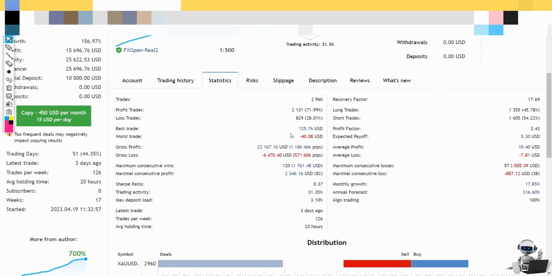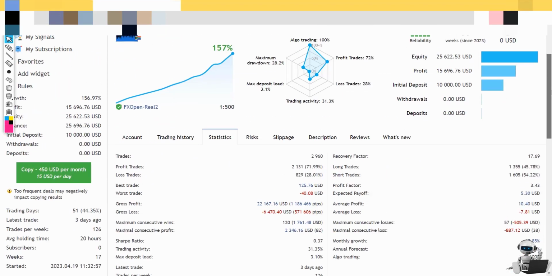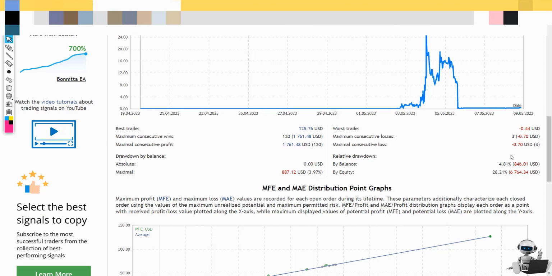However, the drawdown might even go up to 35-40% for this type of EA. It might make continuous profit, but the drawdown will definitely happen. You can see it by equity. Let me tell you what the difference is.